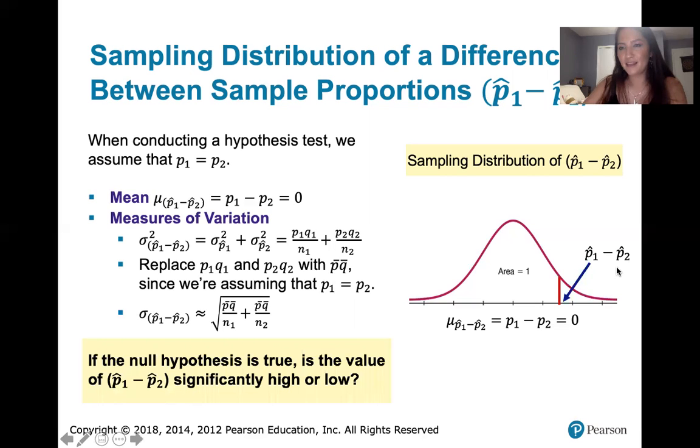Now, if P1 hat minus P2 hat is not significantly high or low, or in other words, it's a value that you might expect to occur due to chance, then we are not going to reject the null hypothesis. We can't accept the null hypothesis, but we can fail to reject it. We can say we don't have enough evidence to reject this idea that P1 minus P2 might be equal to 0, or alternatively, P1 might be equal to P2.